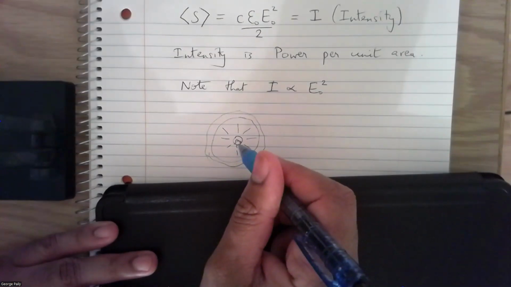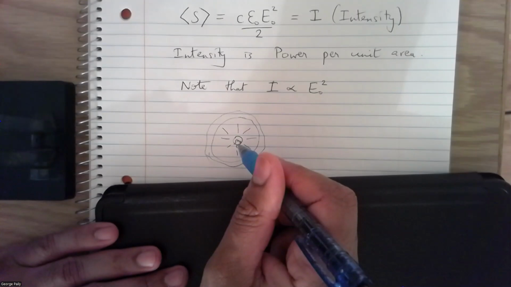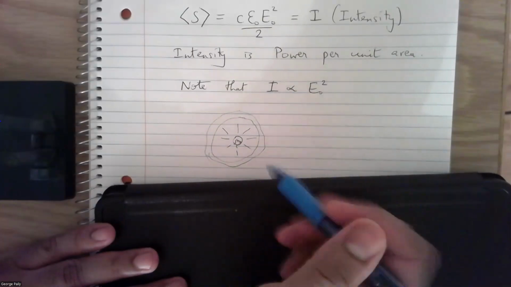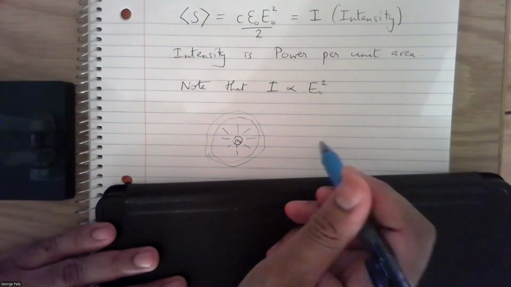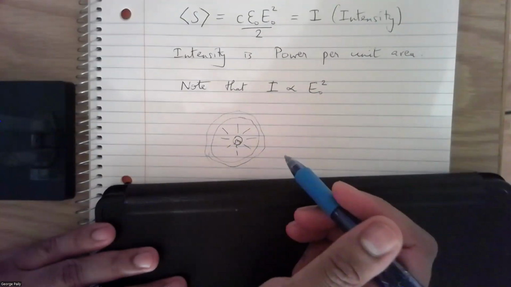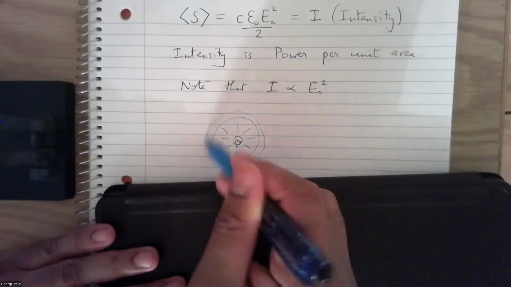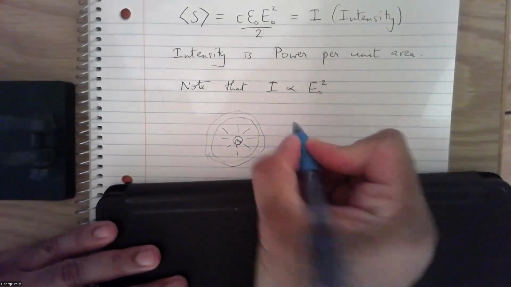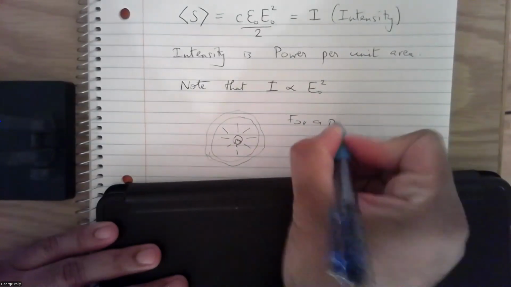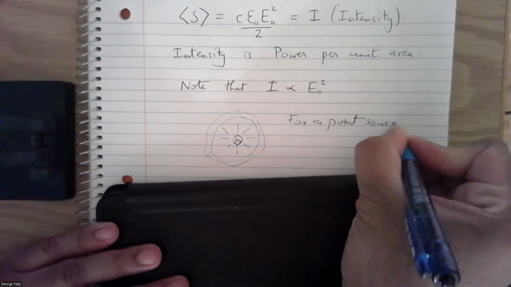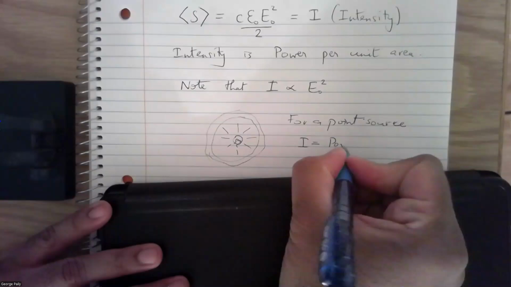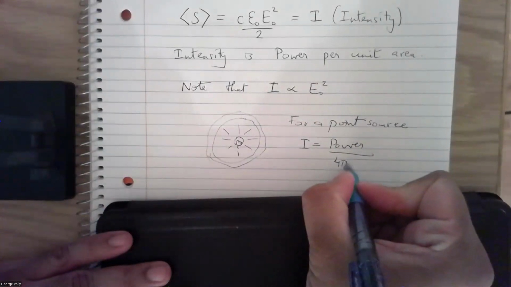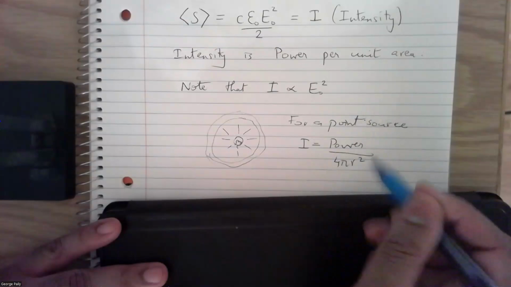Since the light source has a certain power output, a certain amount of energy it is giving off per second, what we see is that the intensity, which is the power divided by the area, is going to change as we move further and further away from the source. When we're very close to the source, the power is spread over a relatively small sphere, right? The area of the sphere is smaller. And so we can say for a point source, I is the power over 4 pi r squared, which is the surface area of the sphere.